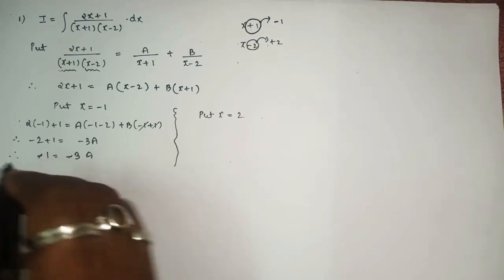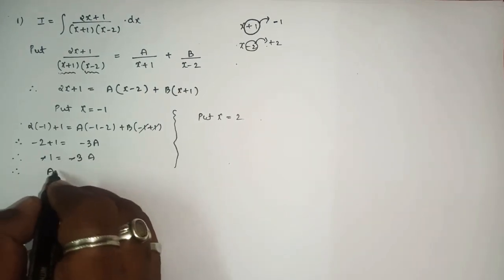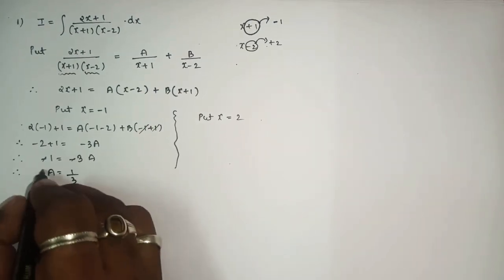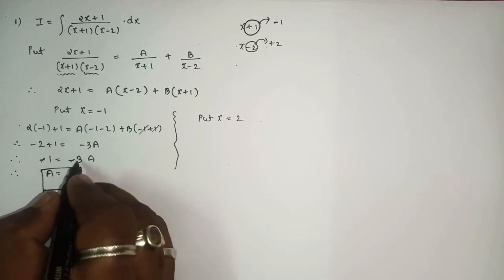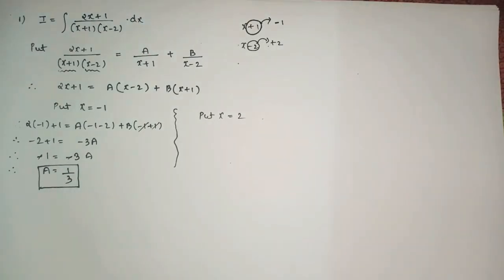So your minus will get cancelled, so here the value of a will be what? 1 by 3. Yes or no? 3 will come down, so the value of a will be 1 by 3. So in this way you will find your answer.